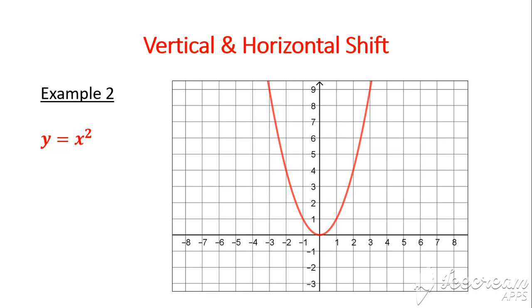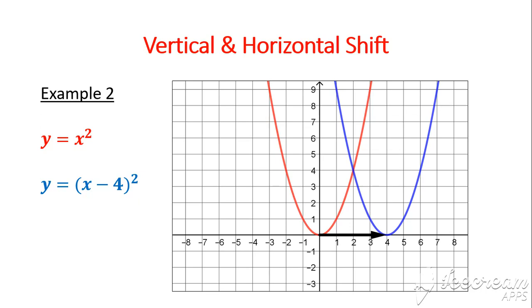Let's talk about the horizontal shift now. Let's go back to y equal to x squared, the parabola that has a vertex sitting on the origin. If I asked you to draw y equal to, inside brackets, x minus 4, all squared, the graph is going to sit out here. It's the same graph as y equal to x squared, but it has moved 4 squares horizontally to the right.